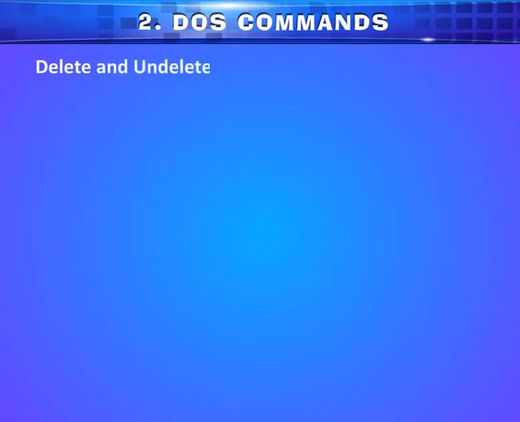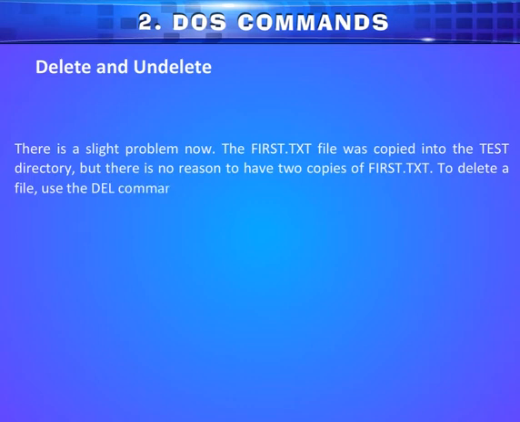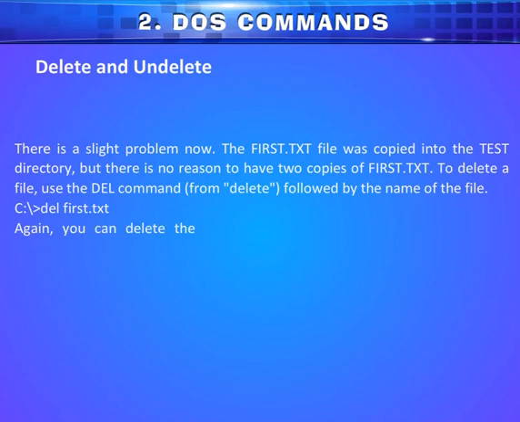Delete and undelete. There is a slight problem now. The first.txt file was copied into the test directory, but there is no reason to have two copies of first.txt. To delete a file, use the del command, from delete, followed by the name of the file. Del first.txt. Again, you can delete the file from any directory by including the full path name. Del c:\first.txt.